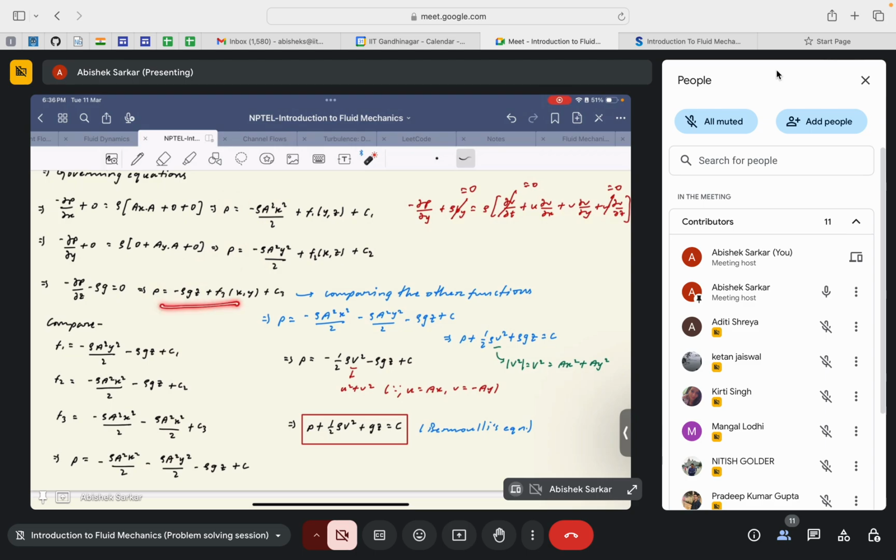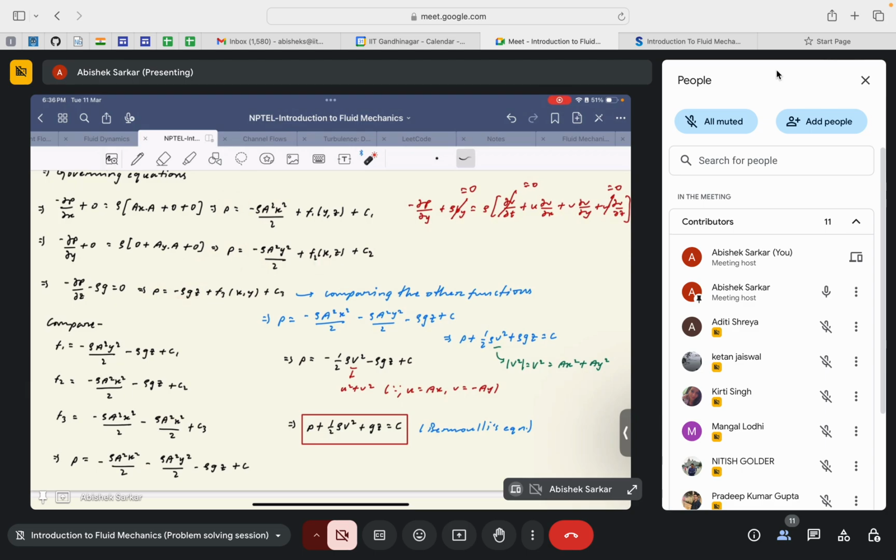Here we have minus rho g z plus some function of x and y. So what can those functions of x and y be? Let us find the function of y first. In the second term, we have a function of y, minus rho a square y square by 2. But the function of x is missing. The function of x is there in this term, and the function of z is already considered in this term, so we need to look for the function of x now.